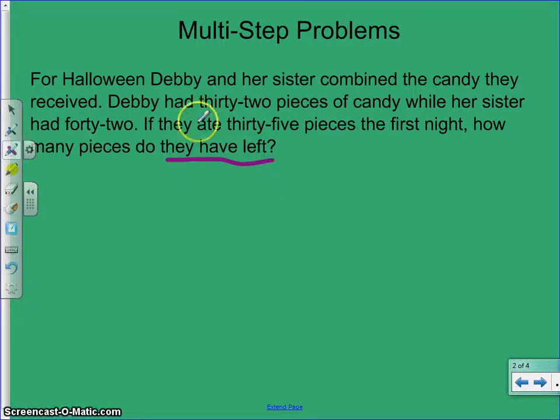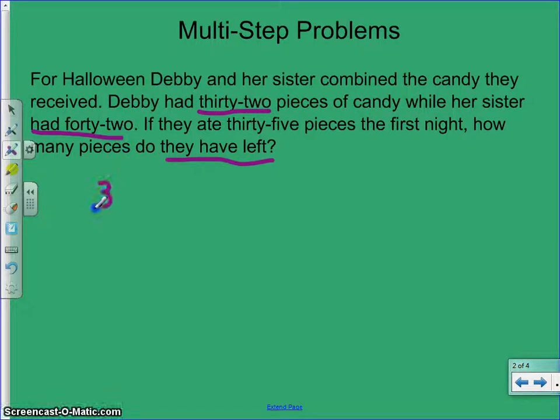Okay? Now the great thing about word problems is that your answers are there. You have everything you need in this problem to solve it. All the numbers, everything you need, you just have to know what to do with them. Do I add, subtract, multiply? Eventually we're going to have to ask, well, do we need to divide? But we don't have to worry about that right now. We haven't learned about division. So what I see here is two amounts being added together. Debbie has 32 pieces and her sister has 42.